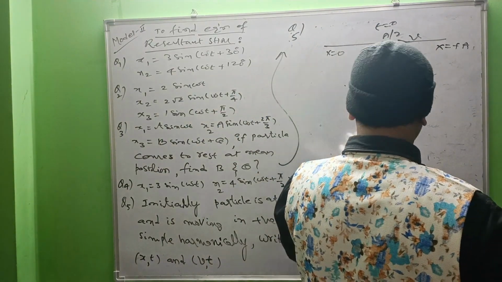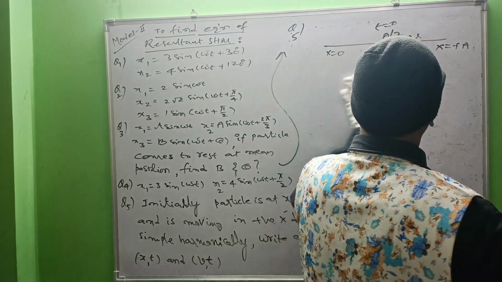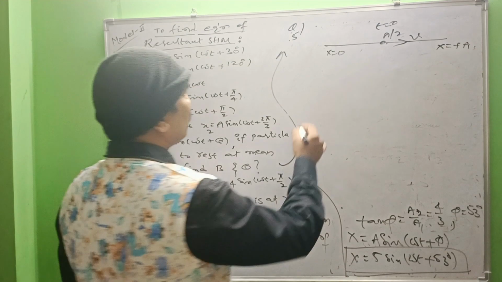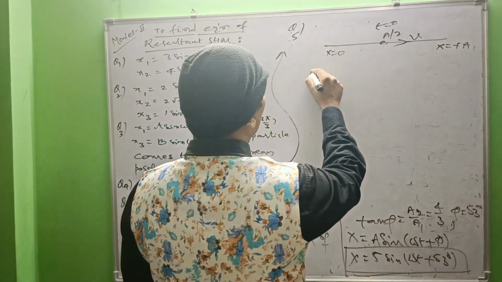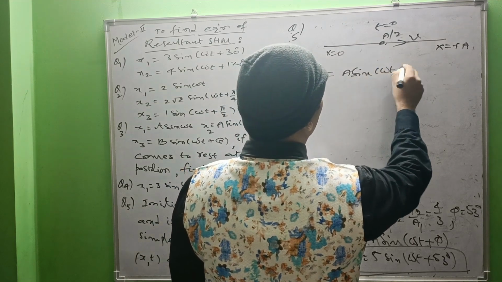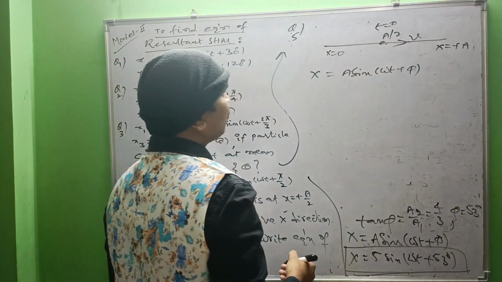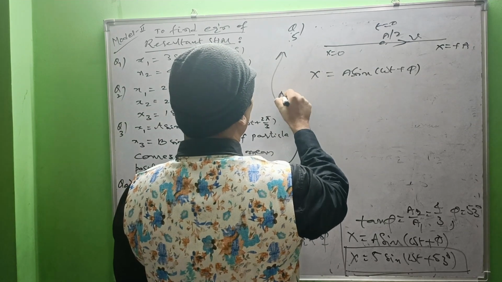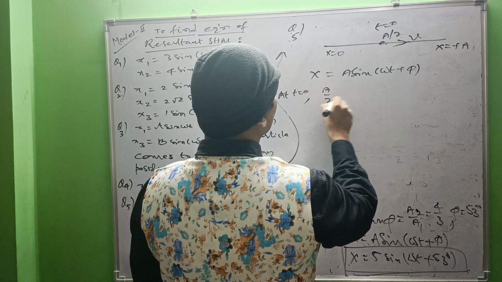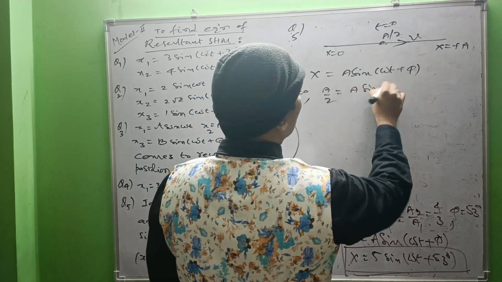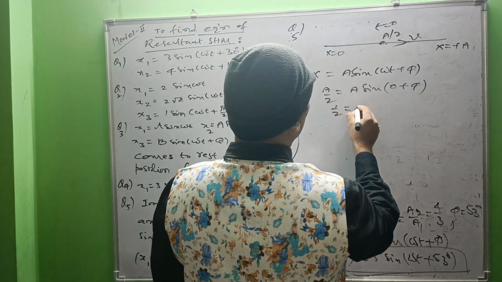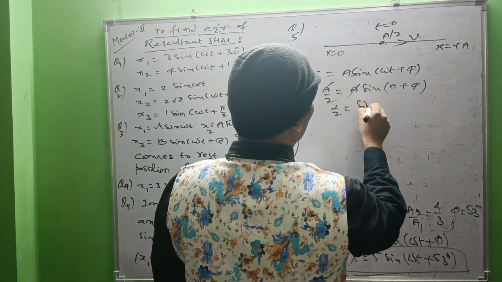How to find x(t)? Take the general expression x equal to a sine(omega t plus phi), right? At t equal to 0, the position is a by 2, so substitute here: a by 2 equal to a into sine(0 plus phi). That is 1 by 2 equal to sine phi, with a cancelled.